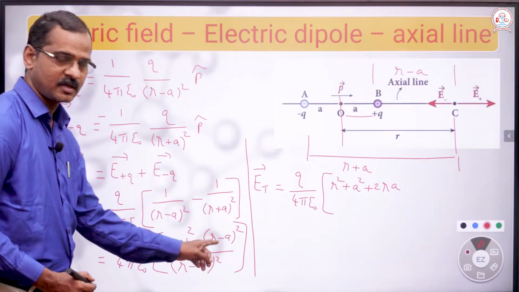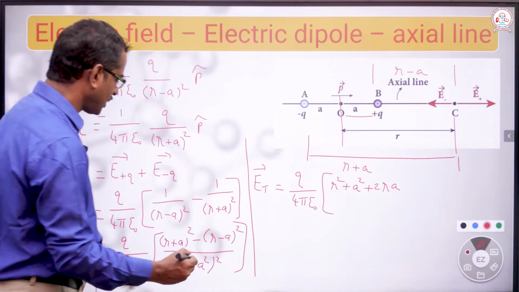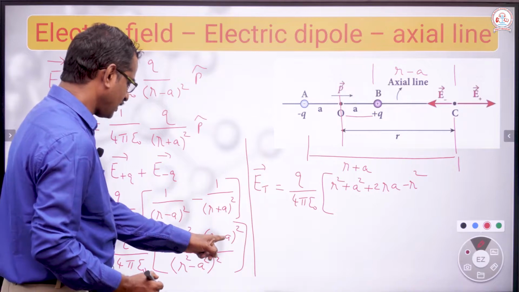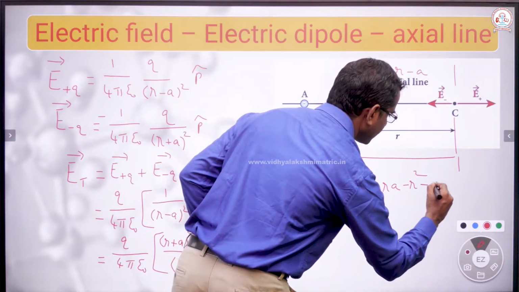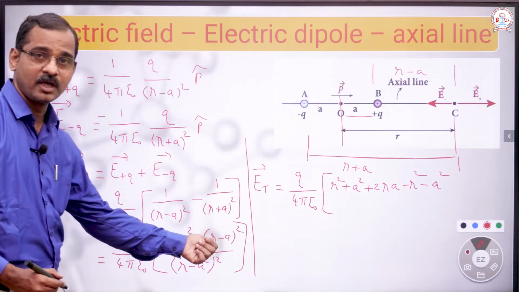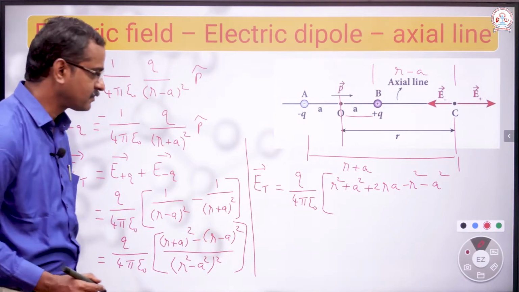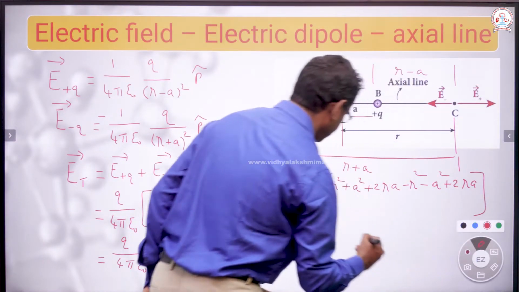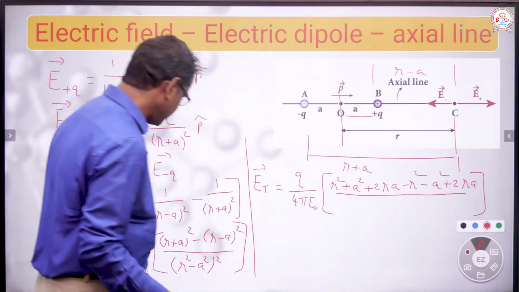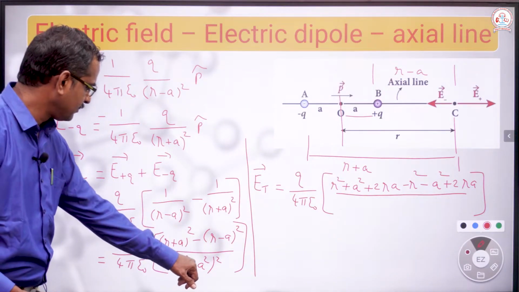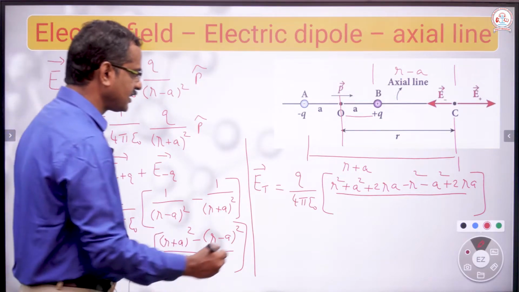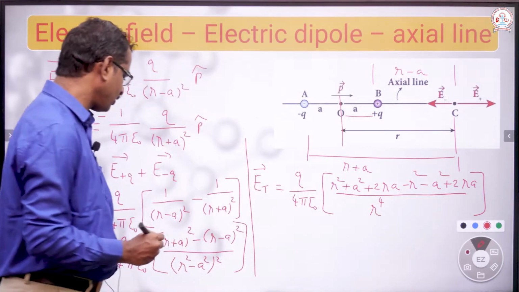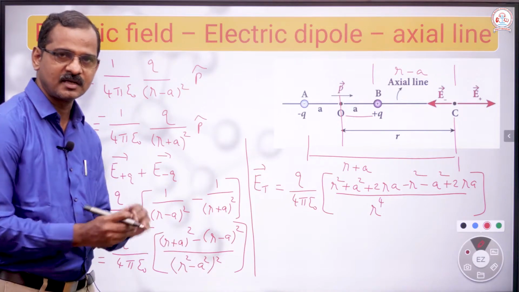This is (A minus B) whole square, A square plus B square minus 2AB. Therefore minus R square, plus B square, minus A square, minus 2AB. Minus is there already, therefore minus to minus is plus, so it is plus 2RA, divided by (R square minus A square) whole square, that can be written as R power 4, and this A we are omitting because the value of A is very small.